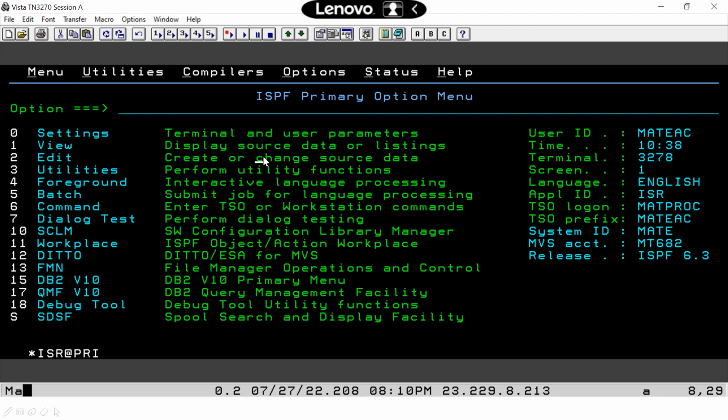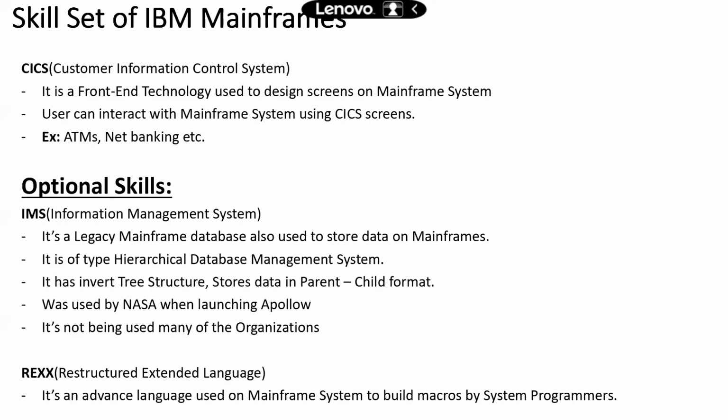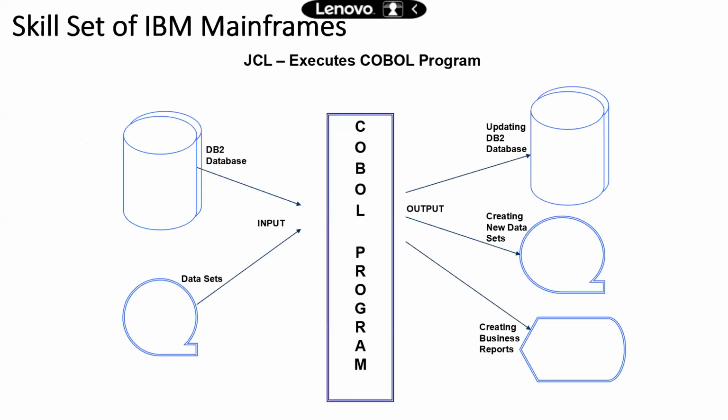Before that, yesterday I explained the types of datasets. We have PS datasets and PDS datasets. Let me share that screen again. This is the skill set of mainframe.